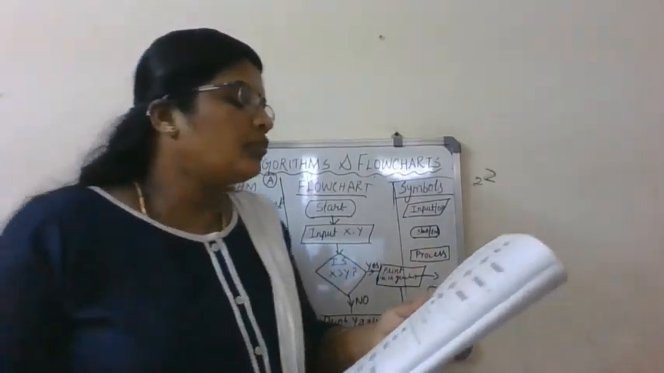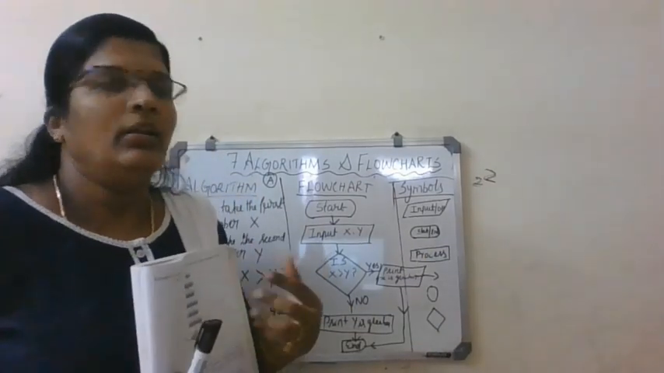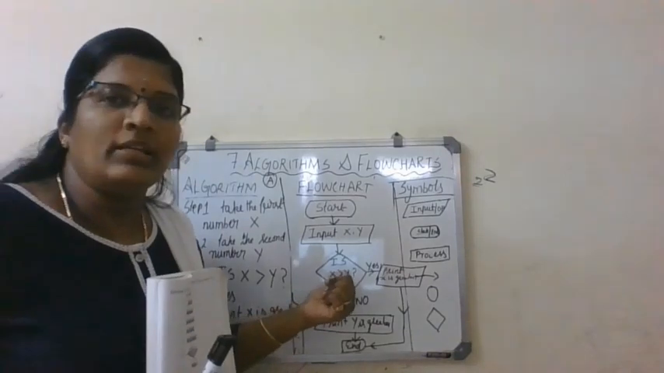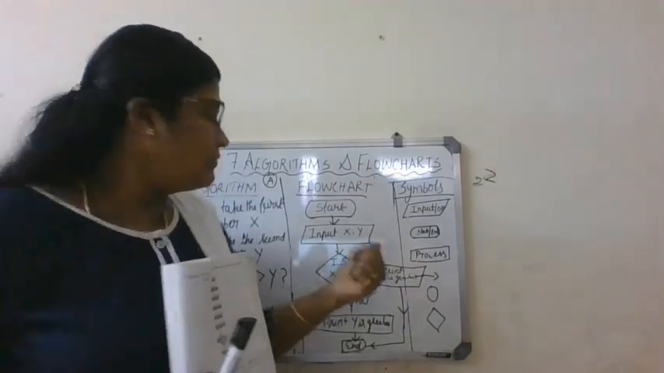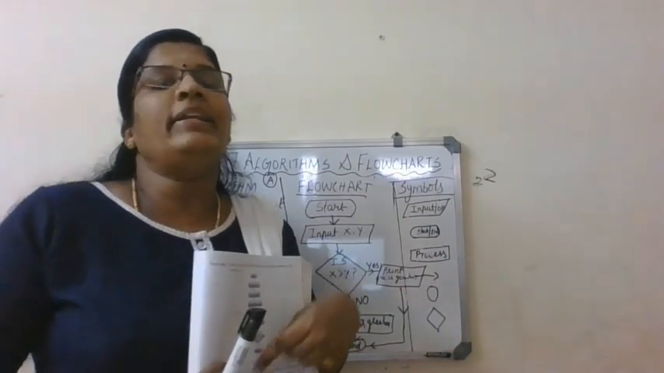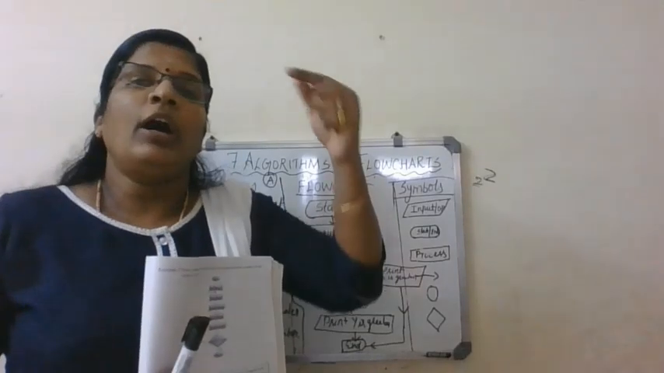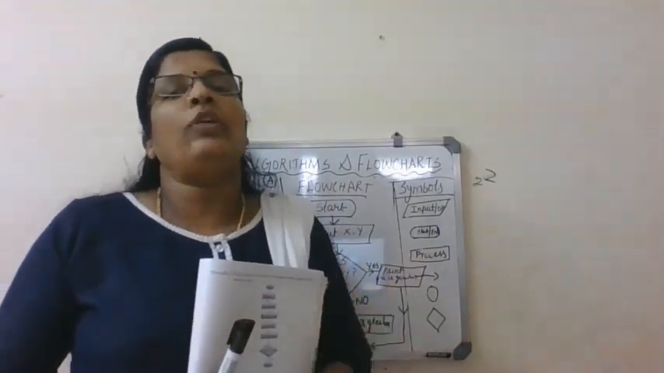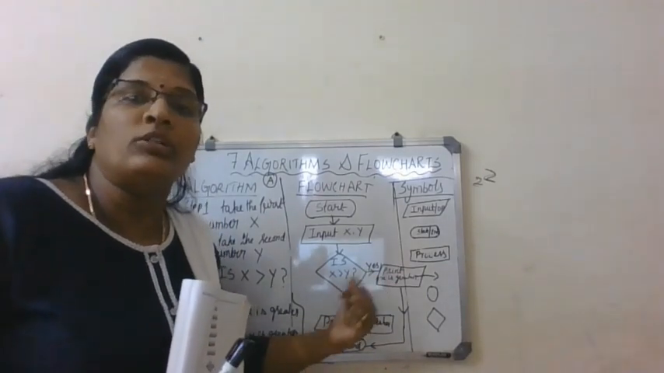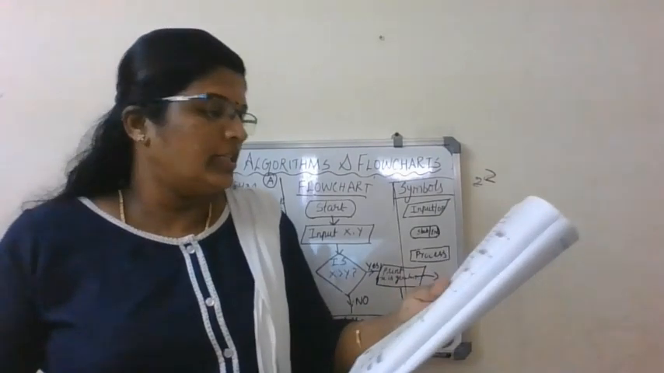The next one: only one flow line should come out from a process symbol. So this is a process, right? From the process, only one line is possible. When we calculate anything, from the calculation only one arrow mark is possible. But with a decision, how many arrow marks are possible? Two, yes or no. You have to keep that in mind.